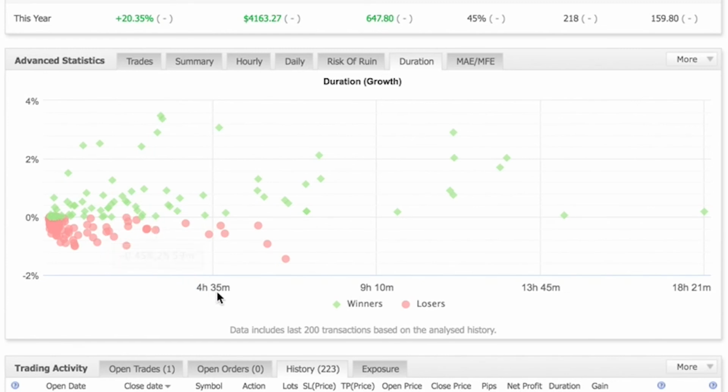We have a few of them held for up to 9 hours, but then we can see something very, very important here. From 9 hours onwards, the only positions that he held were positive positions, only his positive trades. Very well done, Darwin.